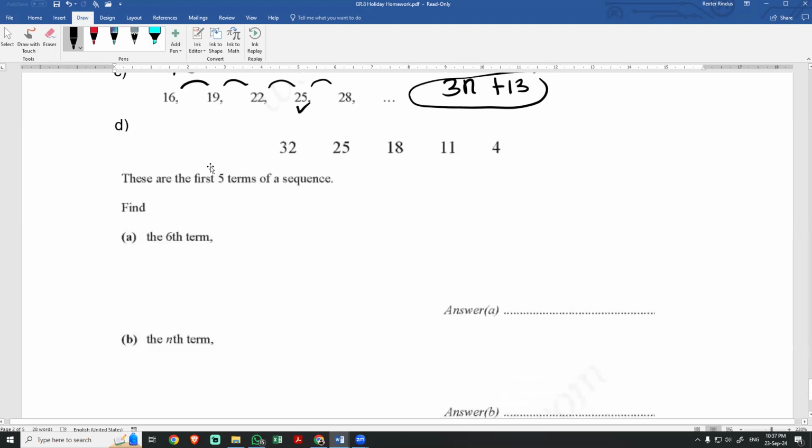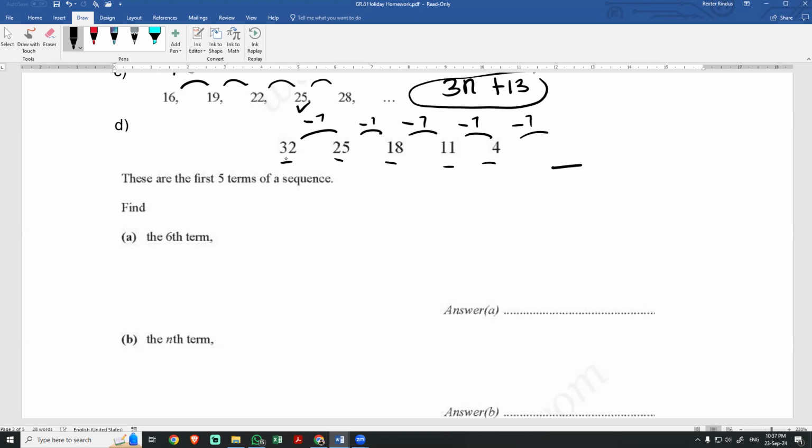Question number letter D. These are the first 5 terms of the sequence: 1, 2, 3, 4, 5. If you look at the jump, it's subtracting 7. So minusing 7 is what is happening right now. It says the 6th term. So this is the 5th one, so we're looking for the 6th term here. Minus 7, I think that's obvious, is going to be negative 3. So negative 3 is your 6th term.